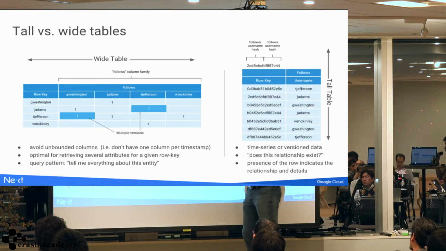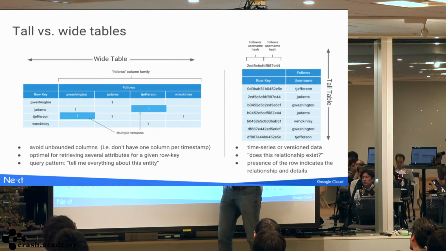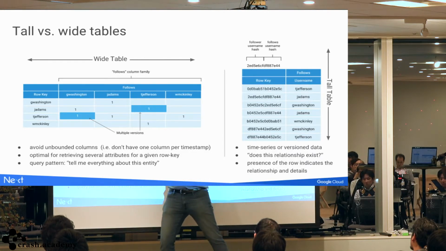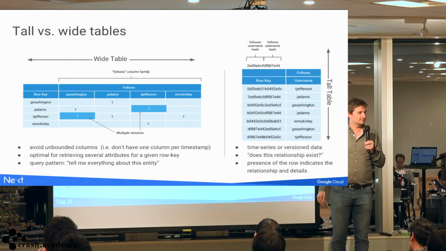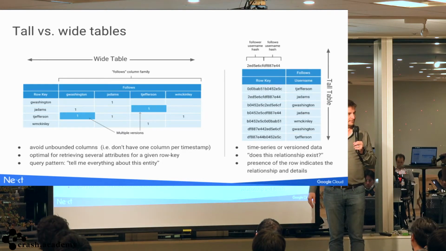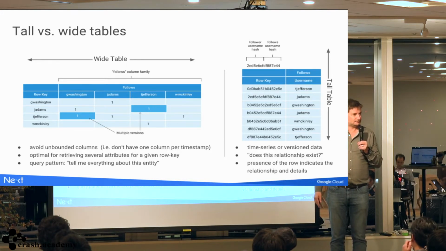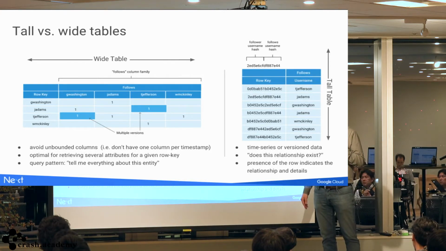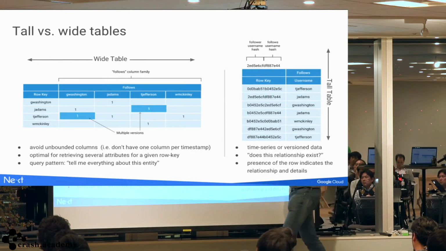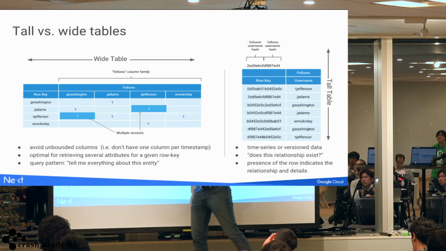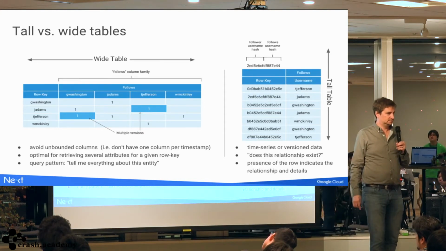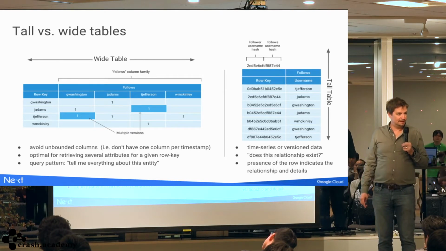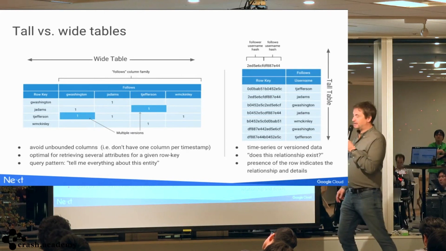But when I want to find out everyone that Thomas Jefferson follows, for example, I ask Bigtable to return all columns in column family follows for user T. Jefferson. And it will only return these three. It doesn't matter what data is in there.